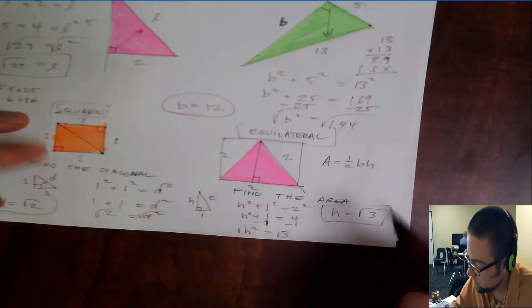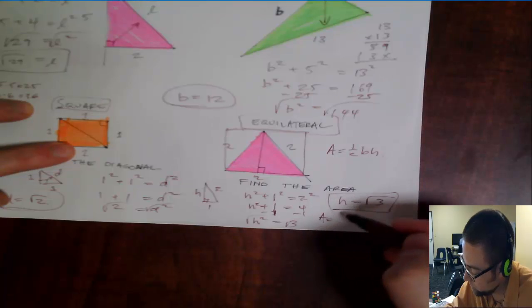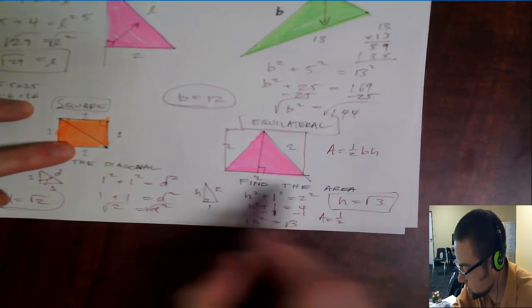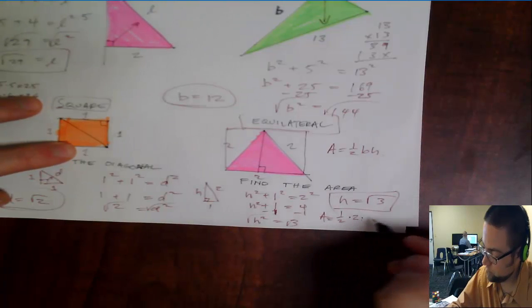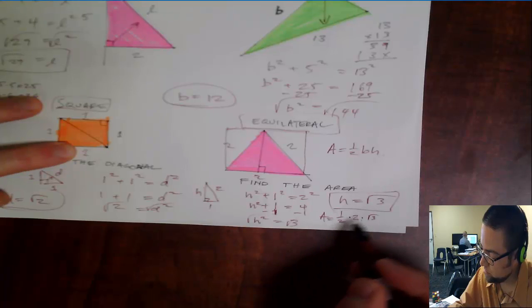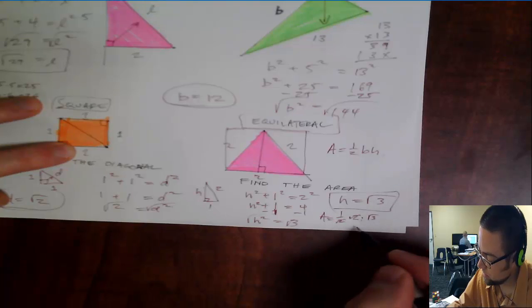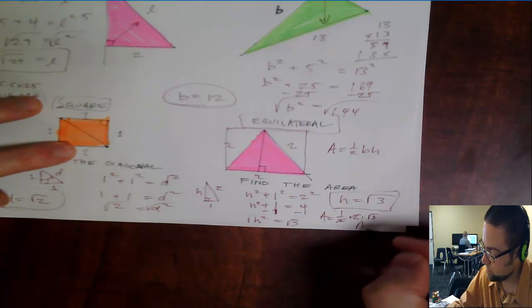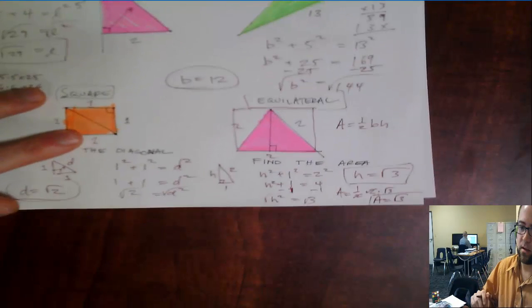So, did I answer the question? No. Find the area. The area would be 1/2 the base, which is 2 times the height. And the height was square root of 3. So 1/2 times 2, well, 2 halves make a whole. These are just going to make a 1. So I get the area is the square root of 3. And I just made it onto the page.